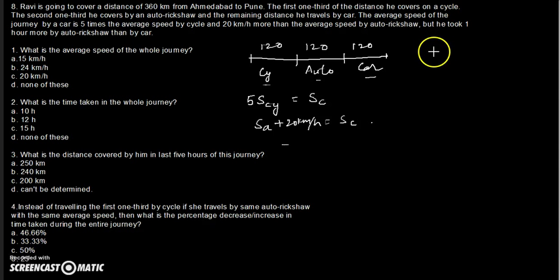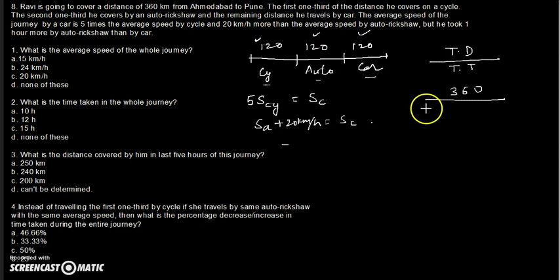If you are asked average speed, definitely you will go for the expression total distance divided by total time taken. You have been given the total distance as 360. For time taken, you'll have to take each time, the 3 times that are possible here: 120 divided by the speed of the cycle, plus 120 divided by the speed of the auto, plus 120 divided by the speed of the car.